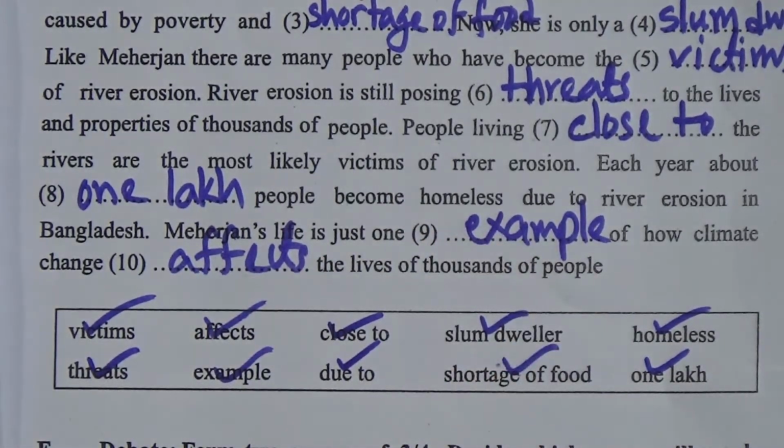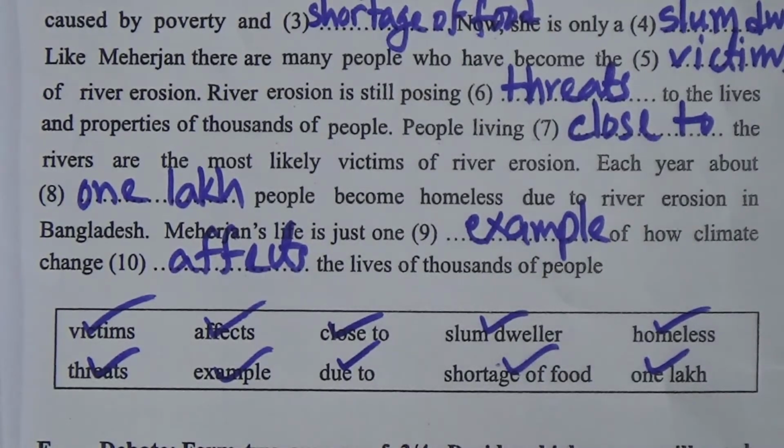So riverbank erosion is a cause or effect of climate change. So we will not pollute our climate. We will plant more and more trees, and we will be careful about our environment. We will try to protect our environment.